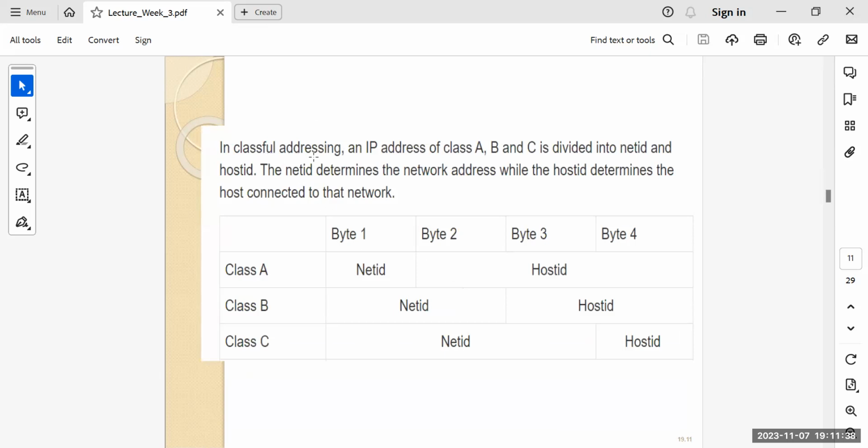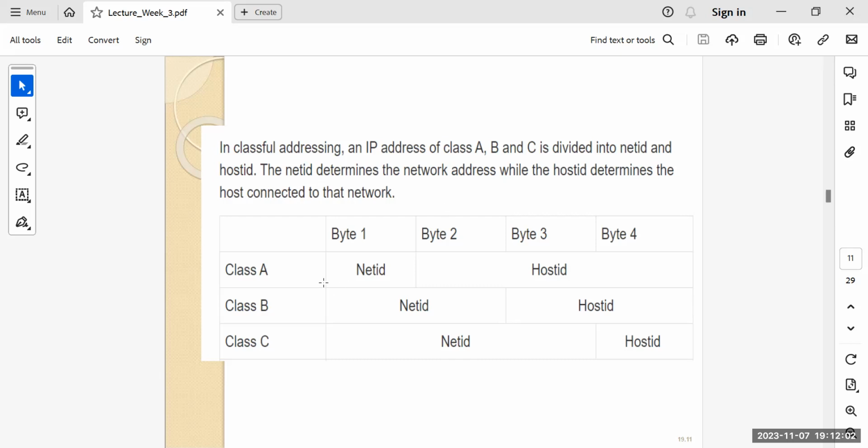In the classful addressing scheme, an IP address of class A, B, C is divided into a net ID and a host ID. So there is something known as a network ID, and then we have a host ID. The net ID determines the network address, while the host ID determines the host connected to that network.